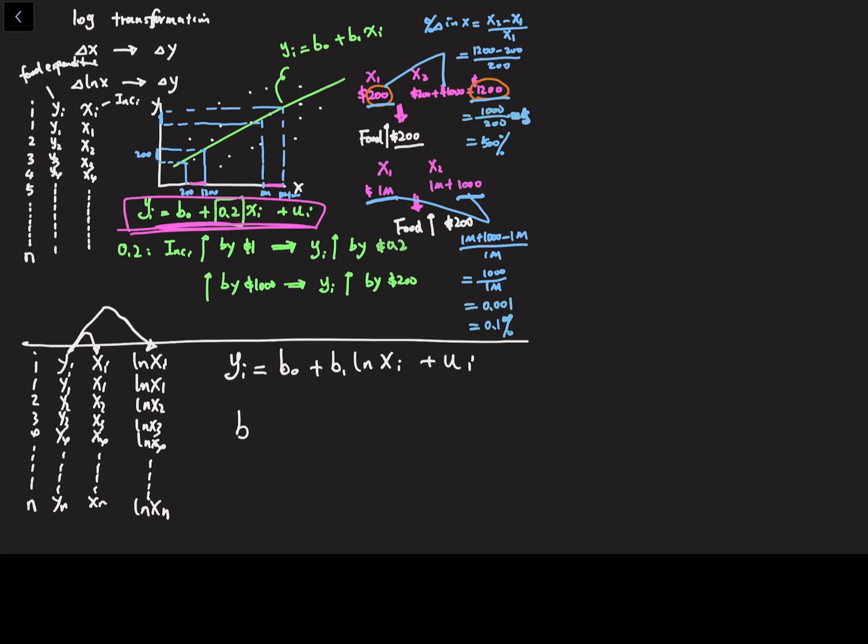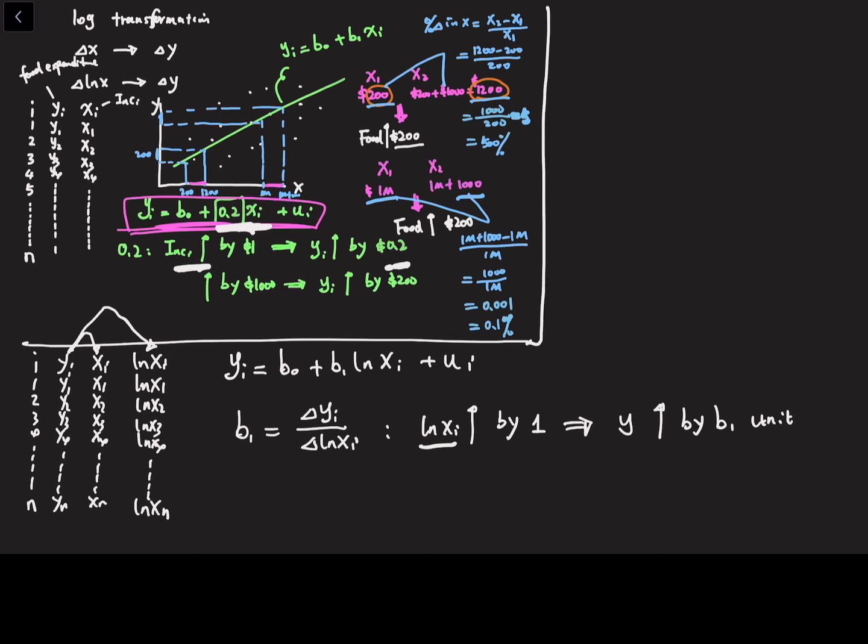Now look at this B1. This B1 gives us the effect on Y of a unit change in ln of X. That's how we get B1. So we interpret B1 as: when ln of X increases by 1 unit, Y, for example if B1 is positive, increases by B1 units. Before, we had a unit change in X: X increased by 1 unit, Y increased by B1 units. But here ln X increased by 1 unit. So ln X gives us the percentage change in X.